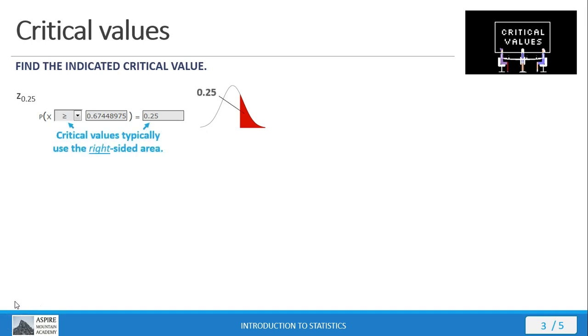So critical values typically use that right side area, and the critical value is the z-score that comes out. Let's try another example. Let's find the critical value for 10%.